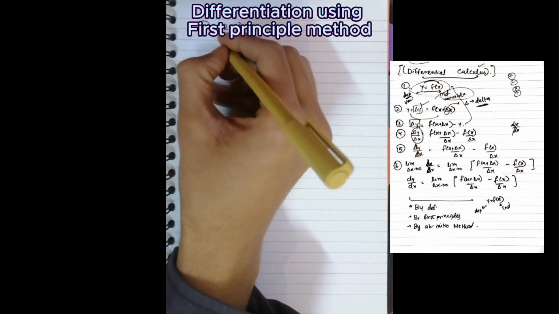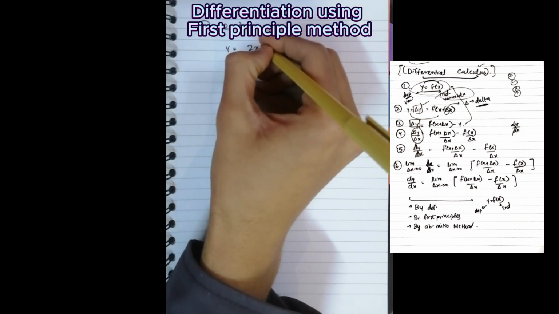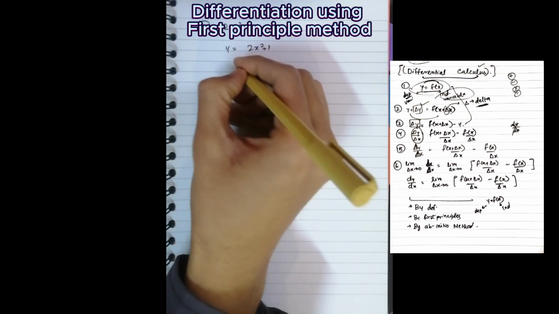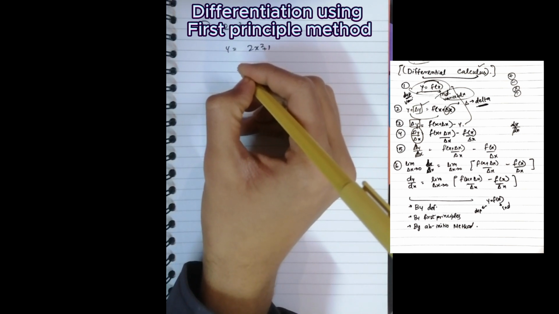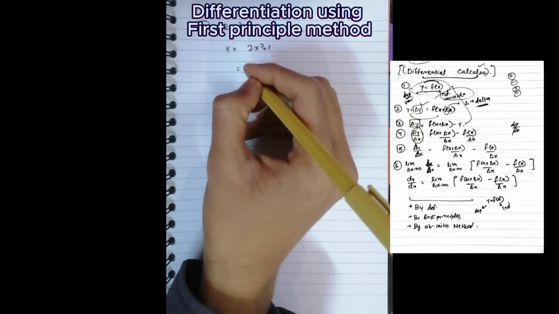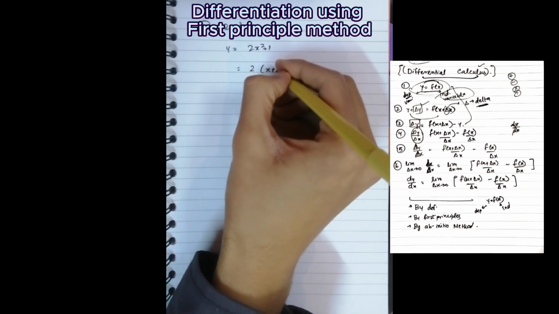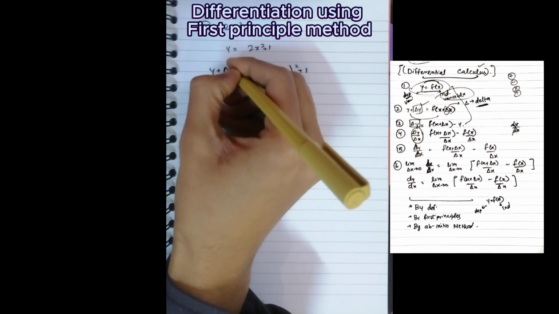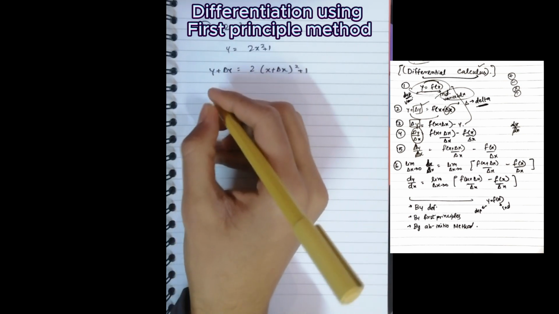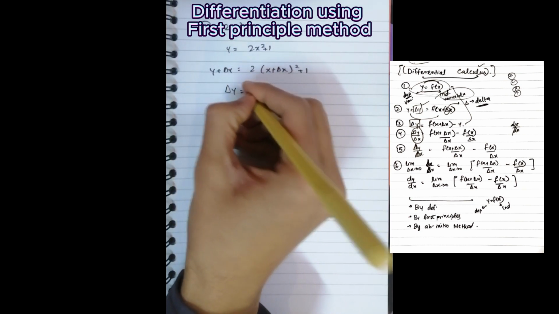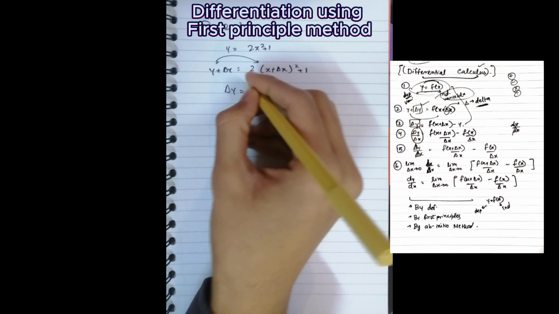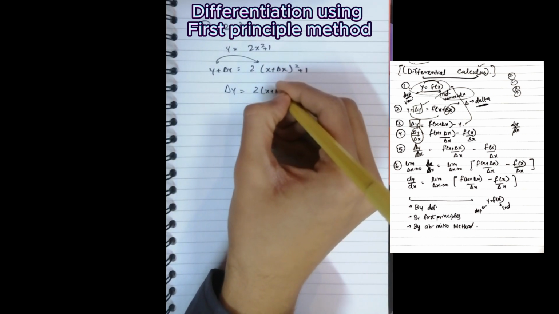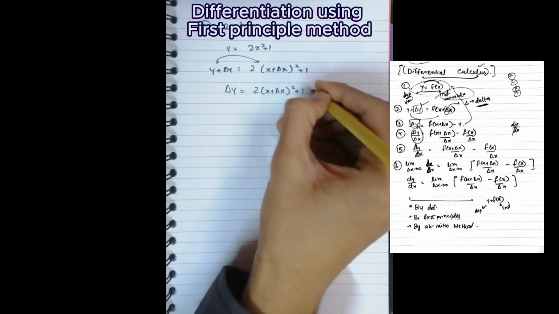And now, what is the first step? We have to let the function y = 2x square plus 1. After that, we are going to produce a change in the independent variable, that is x. Okay, 2(x plus delta x) square plus 1. And after that, we are going to also produce a change in the dependent variable, that is y. And now we are going to transport the y to the right hand side. So 2(x plus delta x) square plus 1 minus y.